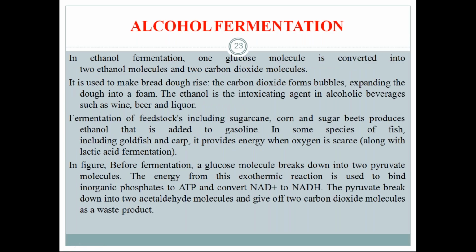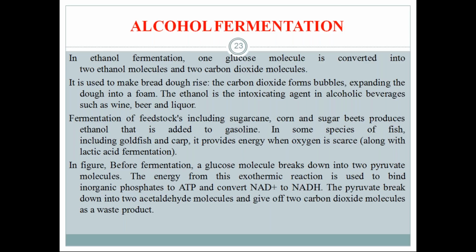Now see the alcoholic fermentation. This is a very important aspect as far as fermentation is considered. In alcoholic fermentation, sugarcane, corn, and sugar beets are used as a substrate, with addition of gasoline also. And for the alcoholic fermentation, the majority yeast cell used is known as Saccharomyces cerevisiae.